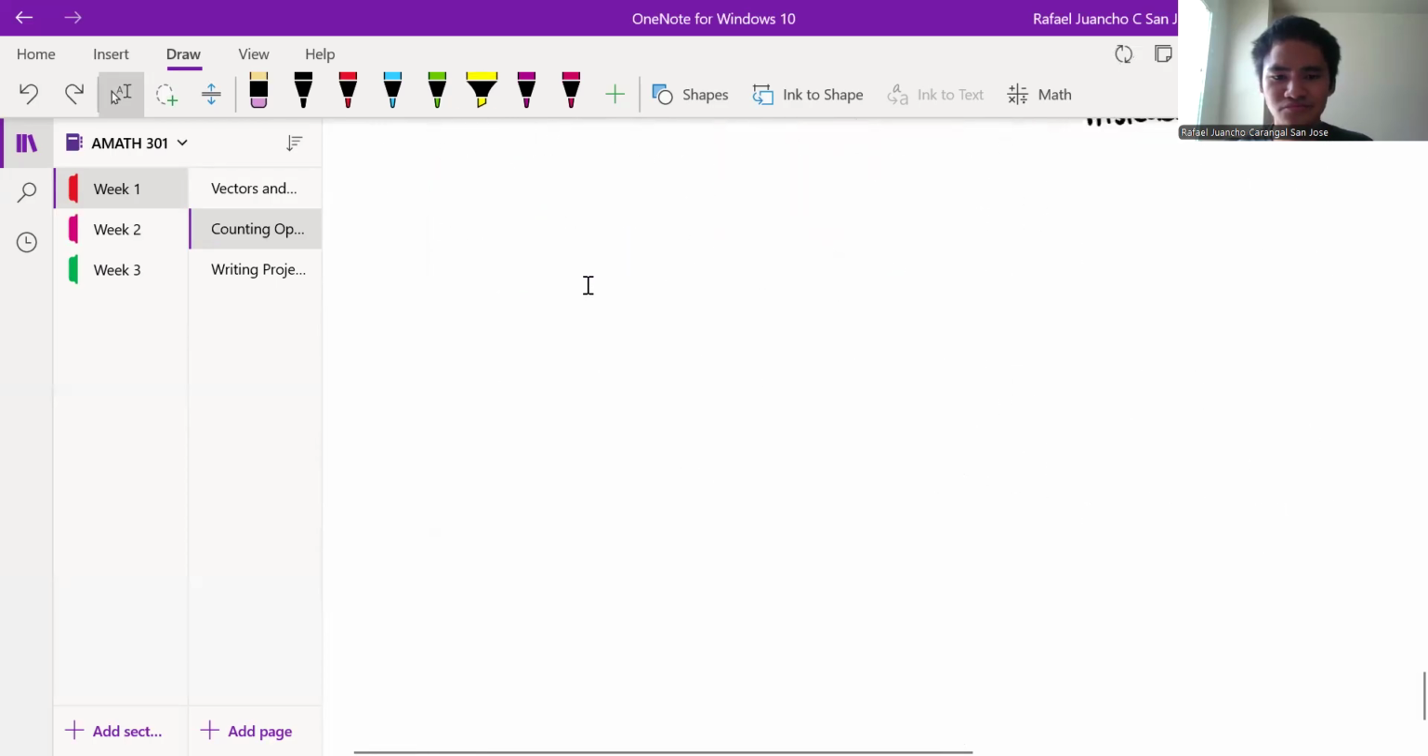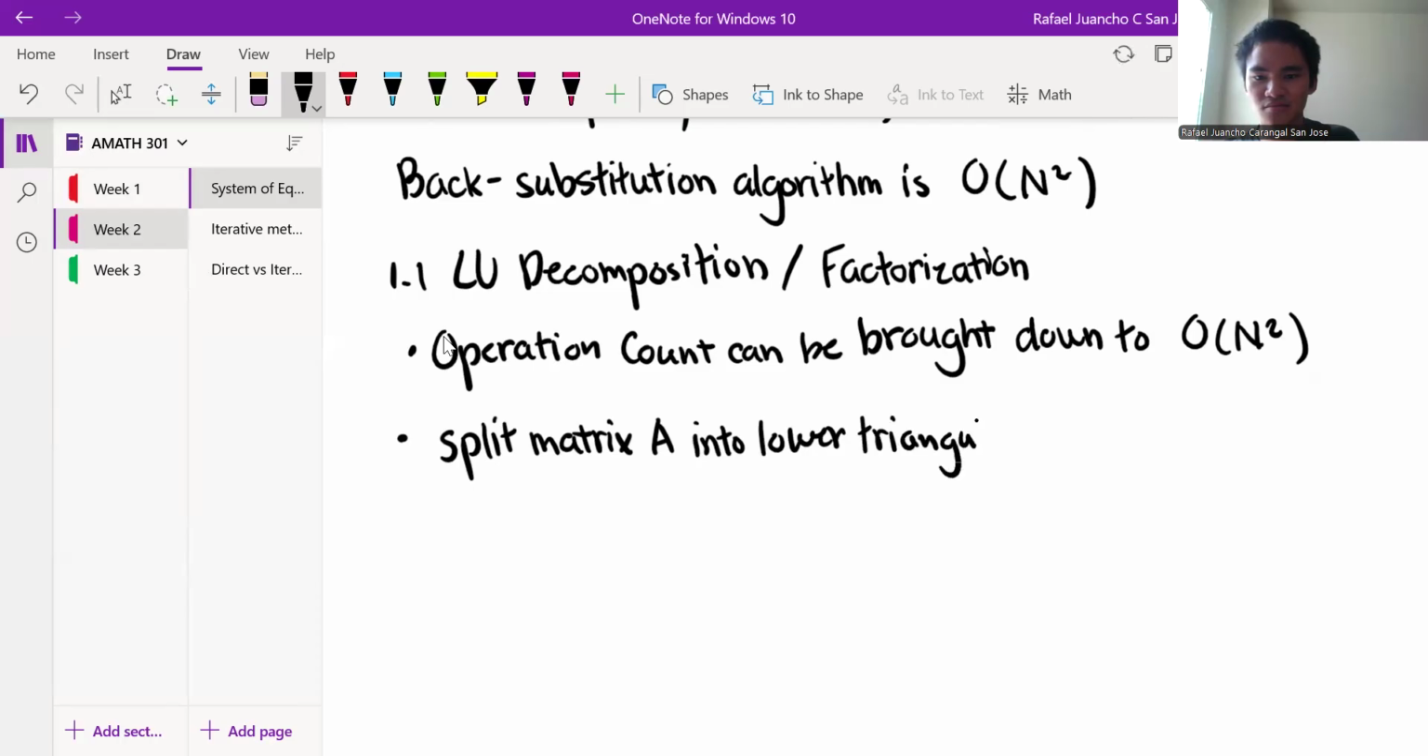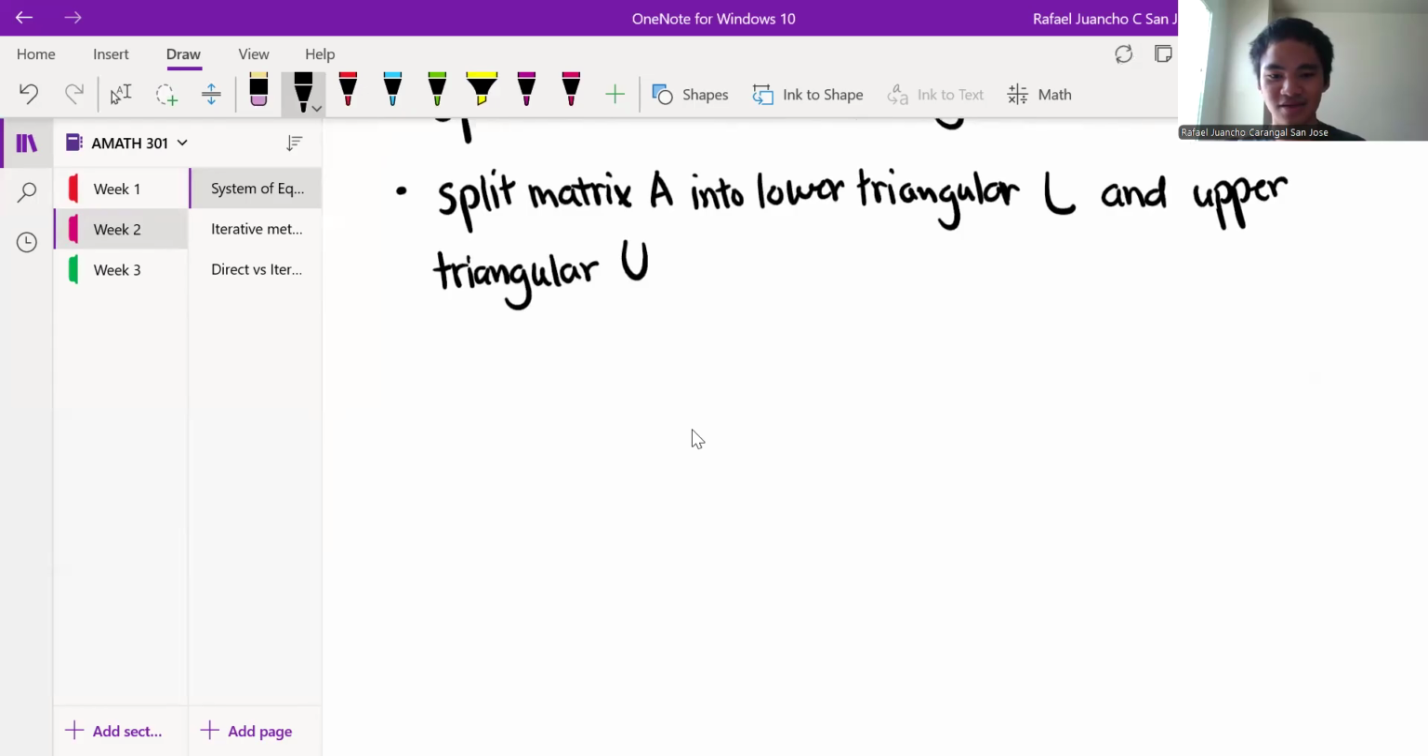Actually, we didn't. Okay, let me just review it. So a lower triangular matrix, that's L. And the upper triangular matrix, that's U. Now you know it's an LU. L for lower, U for upper. So we decompose our matrix A into two matrices that are easier to compute.